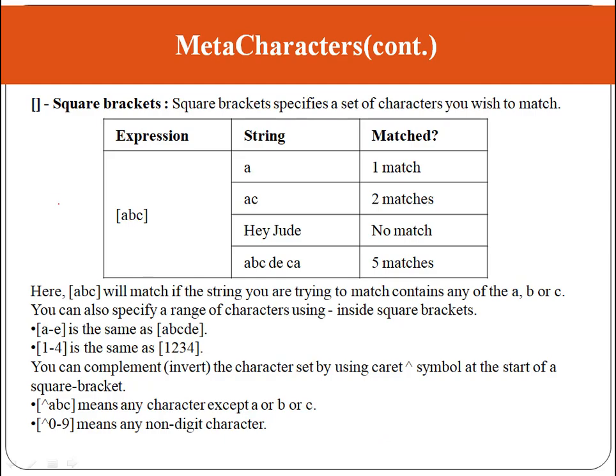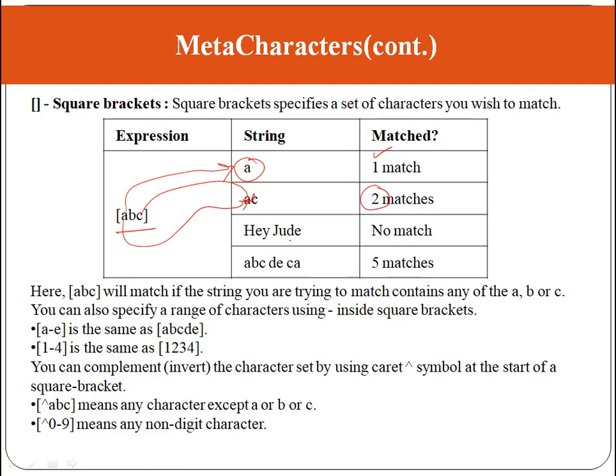Let's explore all the meta characters one by one because they are very important and they will be used wherever you are using regular expressions. So let's start with the square bracket. Square bracket specifies a set of characters you wish to match. Here, this is the expression in which we have mentioned a b c. If we provide the string a, how many matches are there? One, because it is matched with this a. Then a c: it is matched with 2. First is a and then it is matched with c. So 2 matches are there.